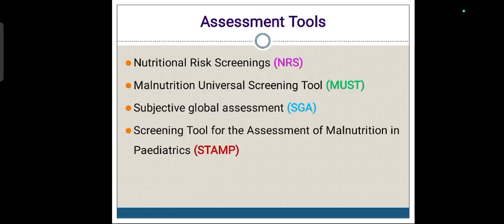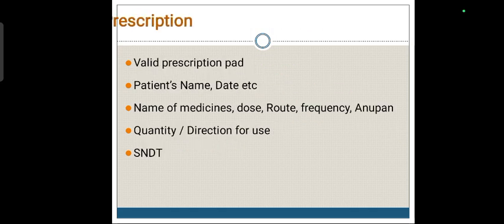There are different assessment tools which can be used for nutritional assessment or nutritional screening. These are nutritional risk screenings like NRS, malnutrition universal screening tool, that is MUST, subjective global assessment SGA, screening tool for assessment of malnutrition in pediatrics, that is STAM. So these are proven tools which can be used for nutritional assessment.